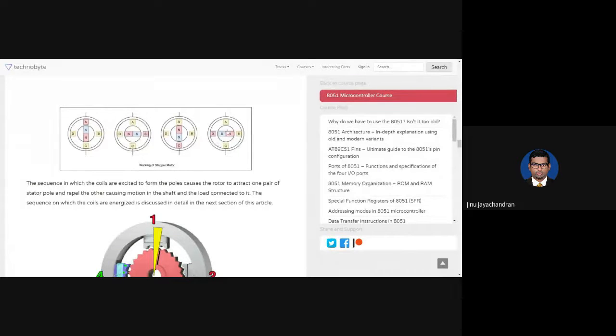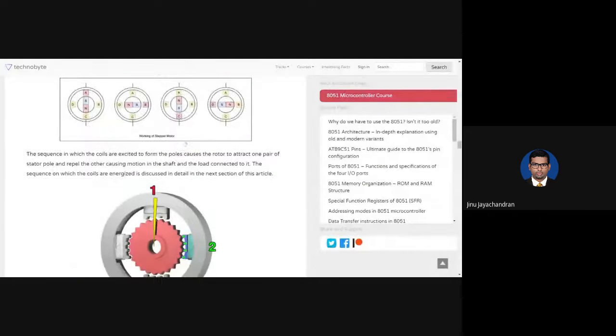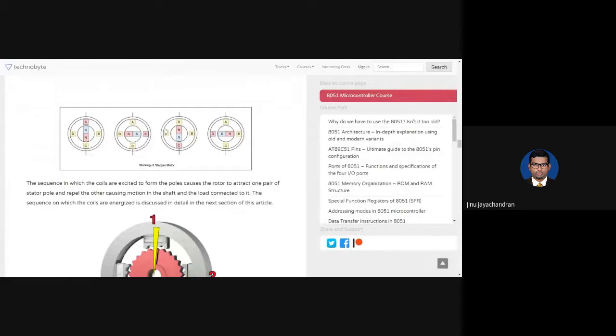Okay, so if you see here, once you magnetize A and then go to B, there is a rotation of 90 degrees. So for each magnetization, there is a rotation of 90 degrees. Okay. Now, assume that this is only for four electromagnets. Assume that there are more electromagnets available.